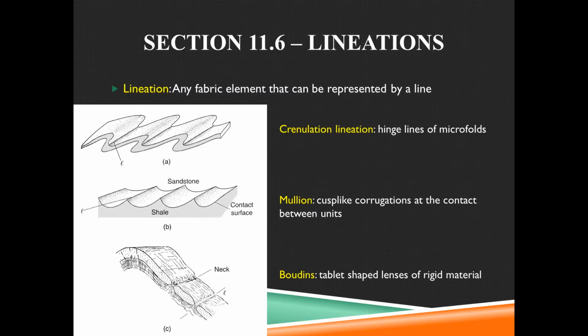Sometimes it's near other parts of the layer, sometimes it's more isolated, but it's a tablet-shaped lens. It's called a boudin. This type of feature in general is not really pertinent to this particular chapter since we're talking about lineations right now, but this is called a pinch swell structure. Sorry. And pinch swell structure is also not very Google safe.